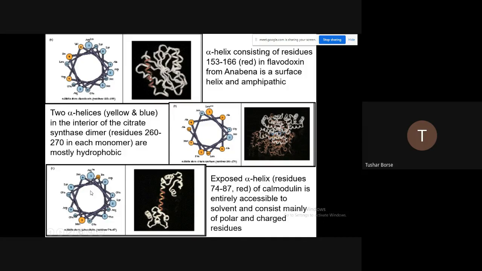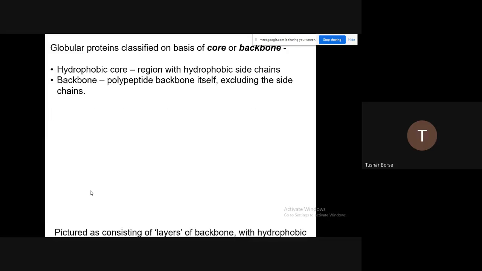Now, based on this information, we have seen that these proteins can be classified on the basis of what the core is made up of and what the backbone is. I told you the core is the interior region trapped between either helices or sheets, and the backbone is nothing but the polypeptide backbone. So based on these two aspects, we can classify the globular proteins. This we have also seen.